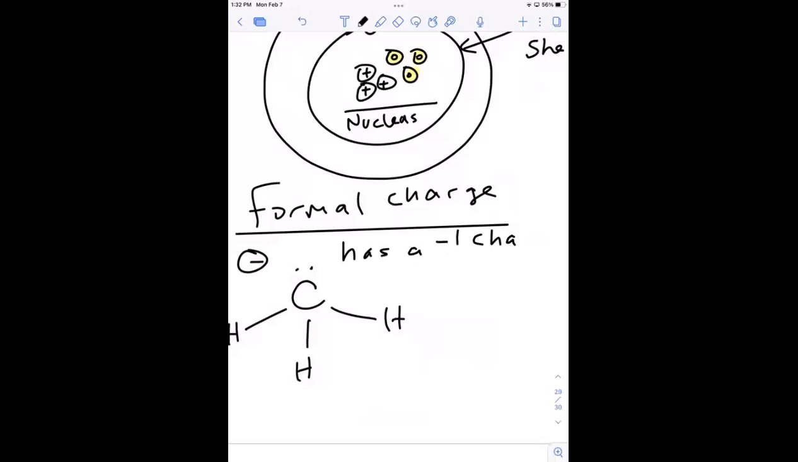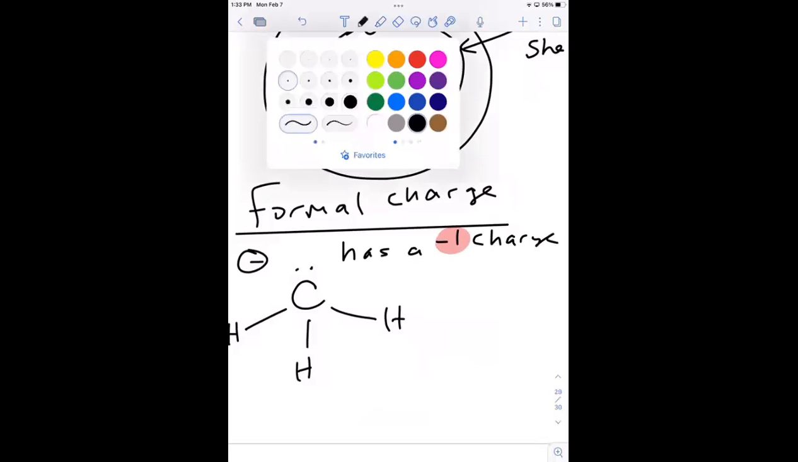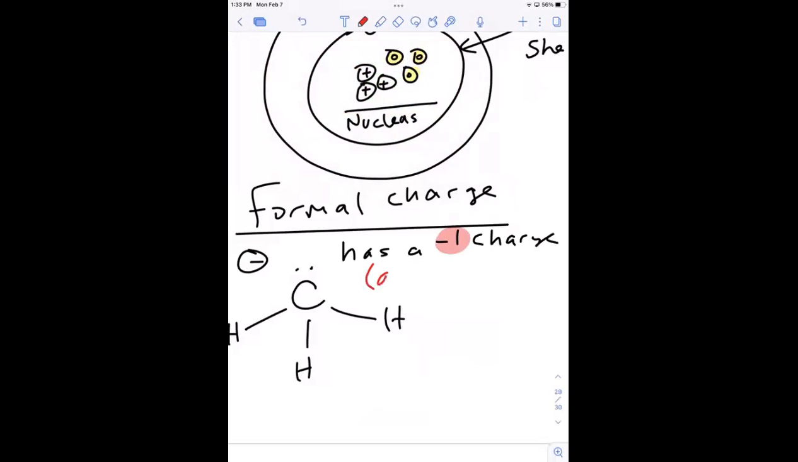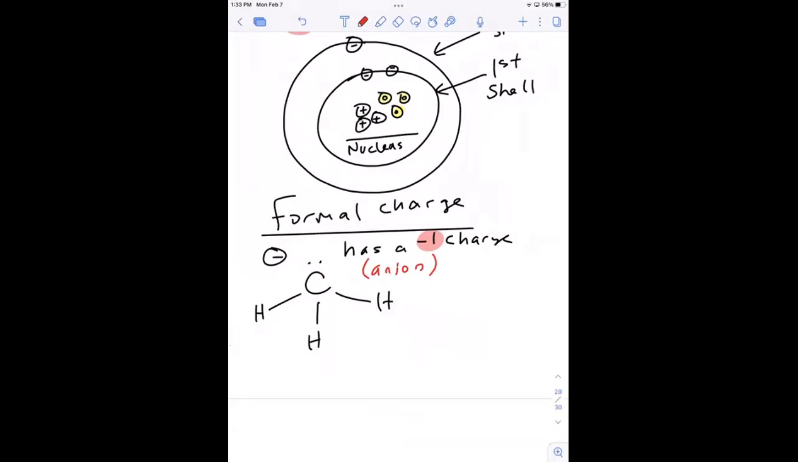So this carbon has a -1 charge. Is it an anion or a cation? If it's got a negative charge, it's an anion. Good, excellent. So this carbon is an anion. The question is, how did it become an anion? Again, for any atom to have a negative charge, it has to have gained electrons.